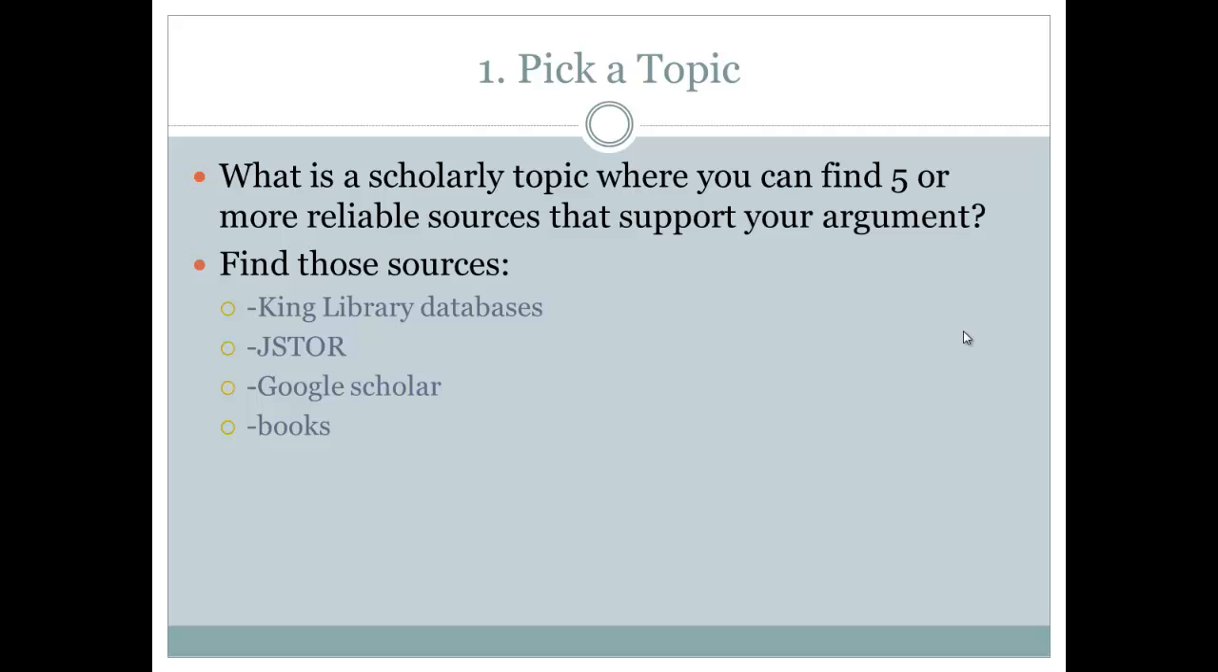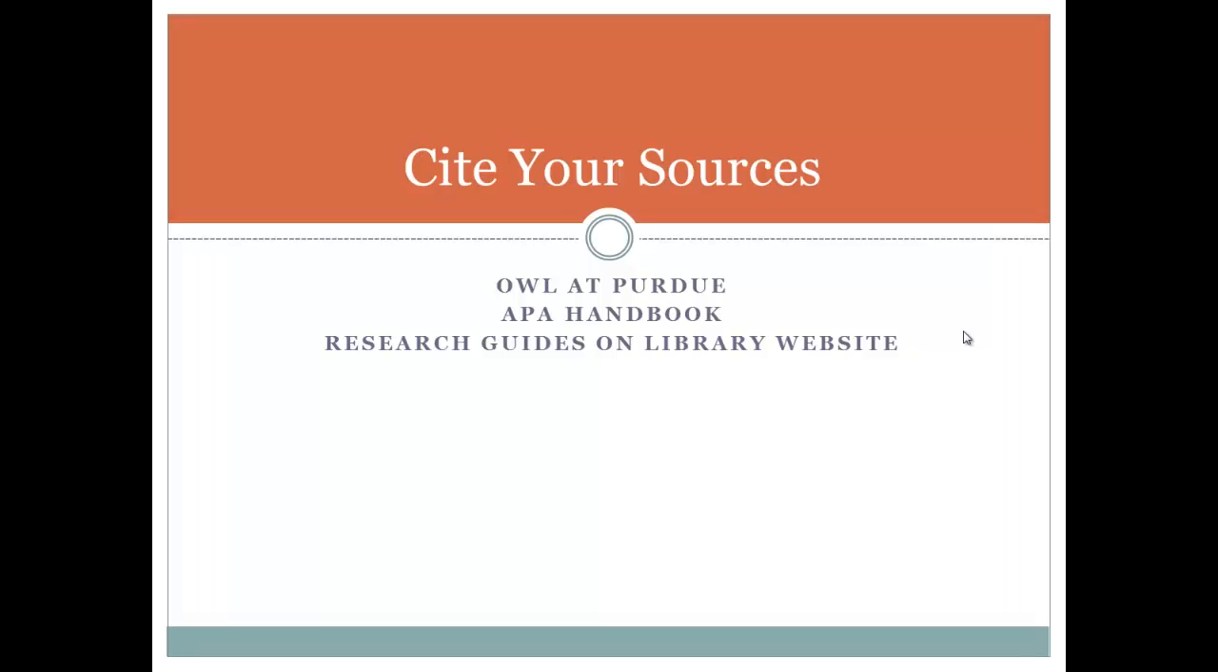Find these sources. The King Library databases, which can be searched by topic. JSTOR, which has a variety of journals that can be reached by one search topic. Google Scholar and books. Go over these sources with the students. Make sure that they understand how to access each of them.